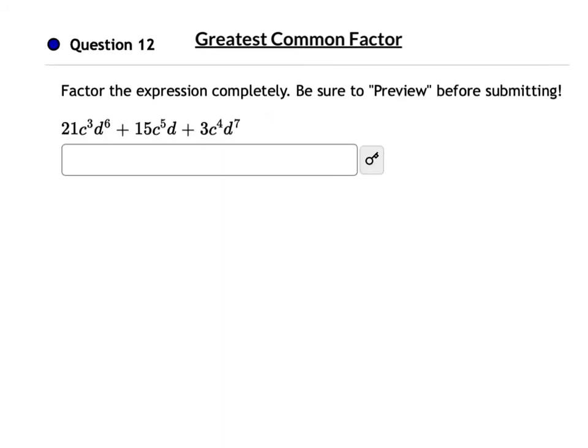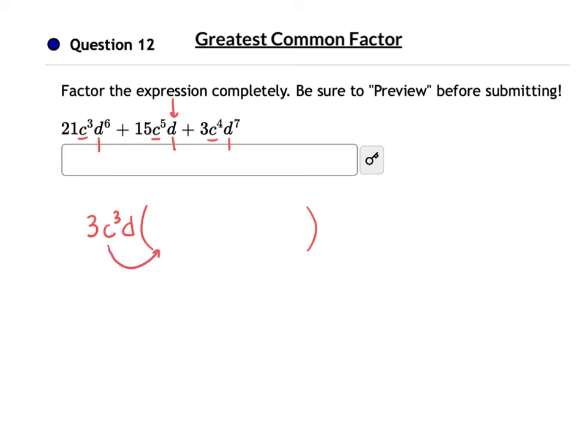Here we have two variables. Again, we're looking for the most they have in common. They all have to have it. 21, 15, and 3, they're all divisible by 3. Here we have 3 C's, 5 C's, and 4. The most they have in common is 3. They don't all have 4. D to the 6th, D, and D to the 7th. They all have a D. They don't all have D squared in them because we only have a D right here. So D is part of that GCF.